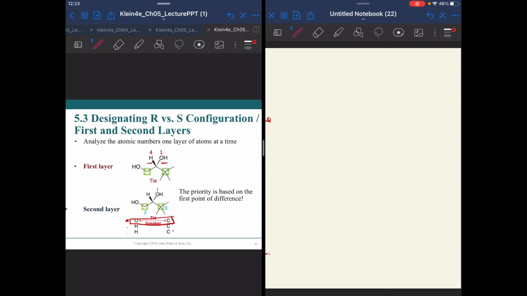So we get 1, 2, 3, 4 is in the front. Again, looks counterclockwise, which would be S, but since 4 is in the front, this one is also R.